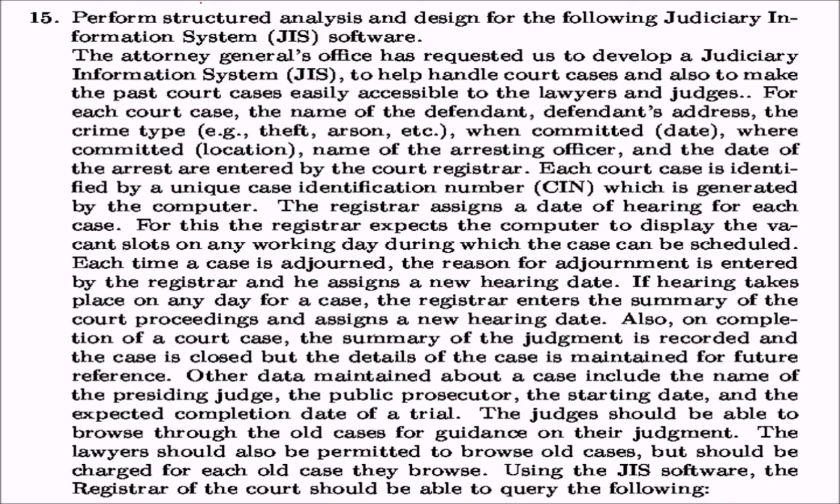Other data maintained about a case include the name of the presiding judge, the public prosecutor, the starting date, and the expected completion date of a trial. The judge should be able to browse through all the old cases for guidance of their judgment, and the lawyer should also be permitted to browse old cases, but should be charged for each old case they browse. Using this JIS software, the registrar for the court should be able to query the following.